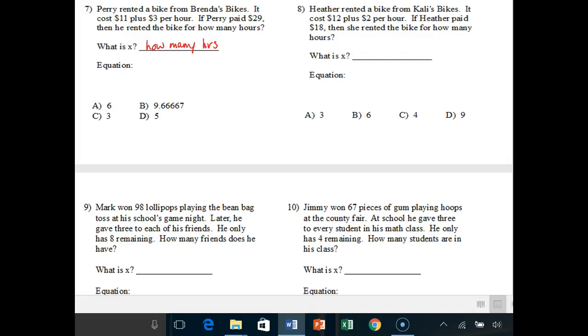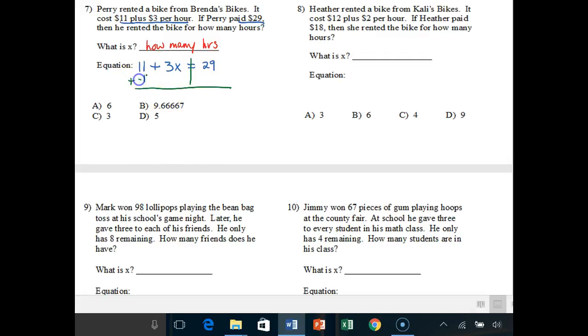All right, and the equation is very straightforward. It's basically right embedded here in the problem. I'm going to pay a flat fee of $11. Additionally, I'm going to have to pay $3 for every hour that I rent it. And they're telling me that, hey, you paid $29, so figure out how many hours you rented it for. So there's my equation, right?